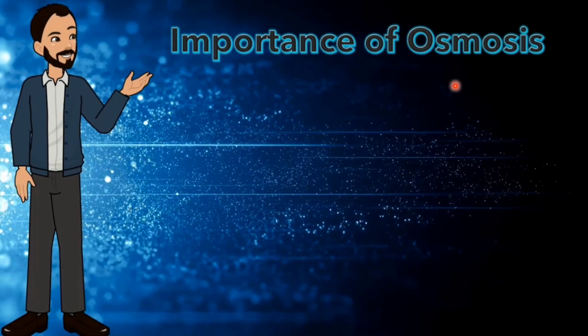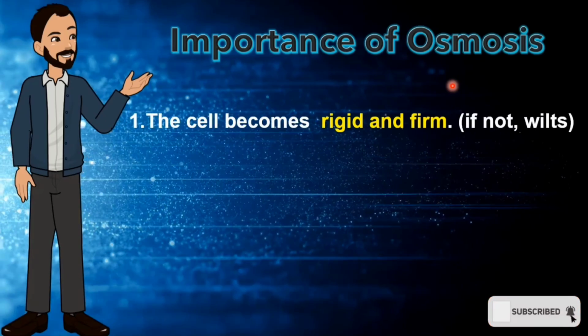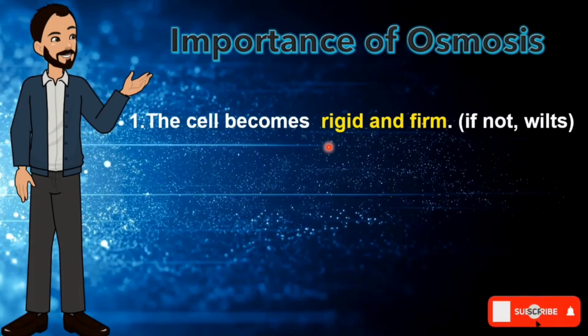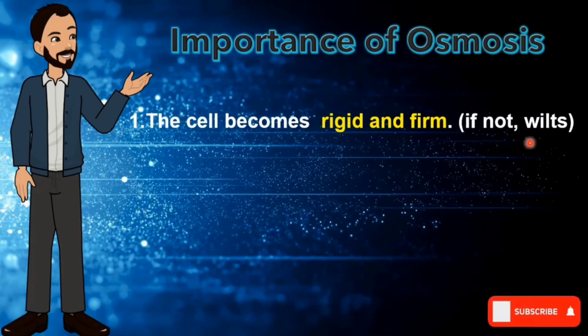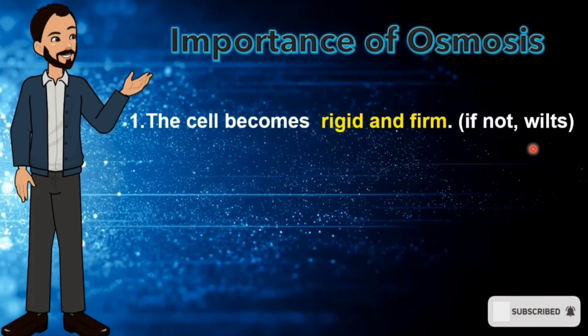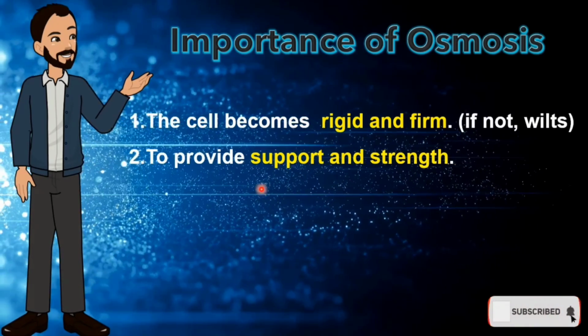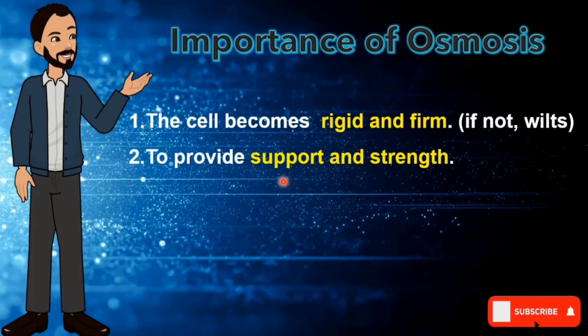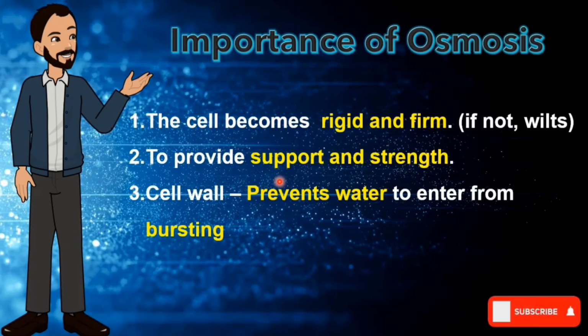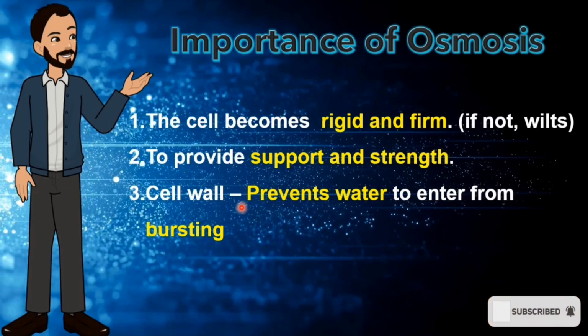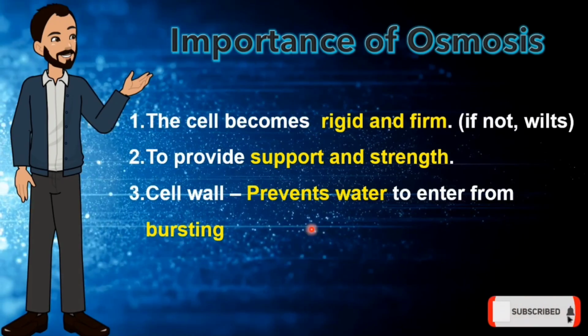Importance of osmosis. Due to osmosis, the cell becomes rigid and firm. If not, it turns into a wilting form. Secondly, osmosis helps to provide support and strength. Finally, the cell wall prevents the cell from bursting when water enters.